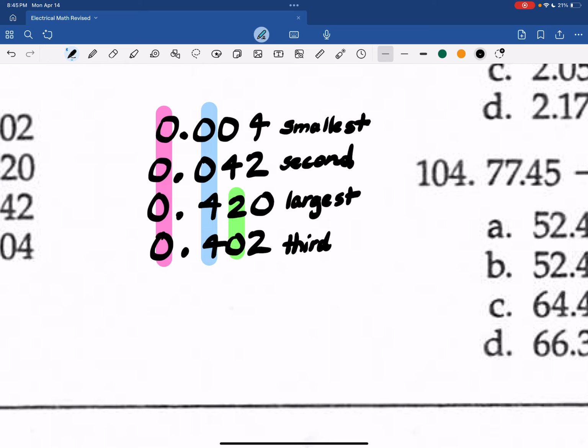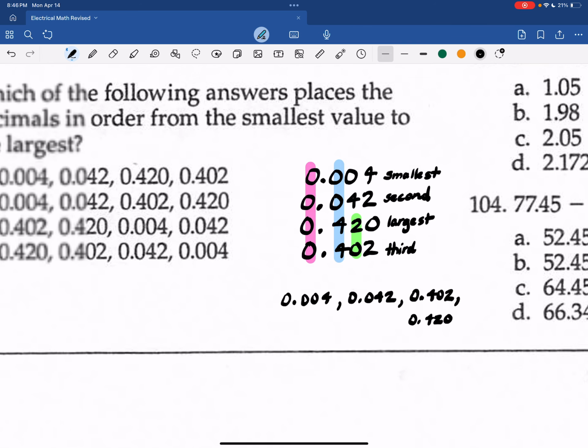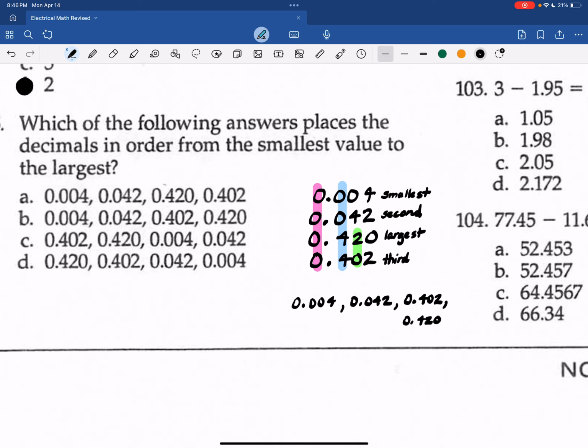So the answer I'm looking for is 4 thousandths, then 42 thousandths, then 402 thousandths, and then 420 thousandths. So we're looking for this order. And I know it's not this one, and it's not this one. 42, 402, it's B.